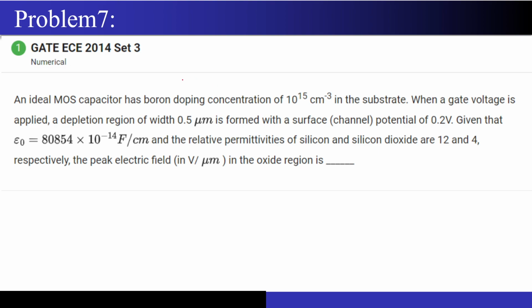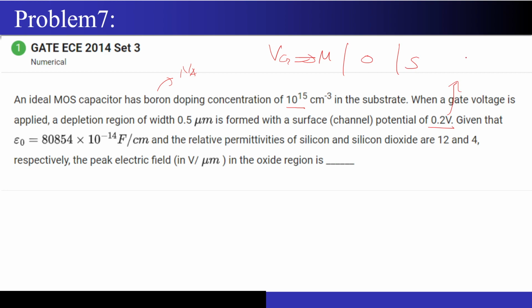An ideal MOS capacitor has a boron doping. Boron is what? It is an acceptor atom, right? The Na concentration is given as 10 to the power 15 in the substrate, so it's a p-type substrate. If you just consider this as a MOS structure, the gate voltage is nothing but the Vg that you apply at the metal. When the gate voltage is applied, a depletion region of width 0.5 micrometer is formed with a surface potential.